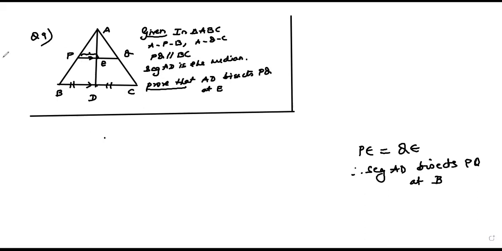But the question is, children, how can I get this PE? What formula should I think of in which PE will come? One simple thing comes to your mind, children, whenever you see PQ is parallel to BC: I can easily prove triangle APQ similar to triangle ABC. Even in the small triangle ABD, I can prove APE similar to triangle ABD. So if I want PE, I should prove APE similar to triangle ABD.